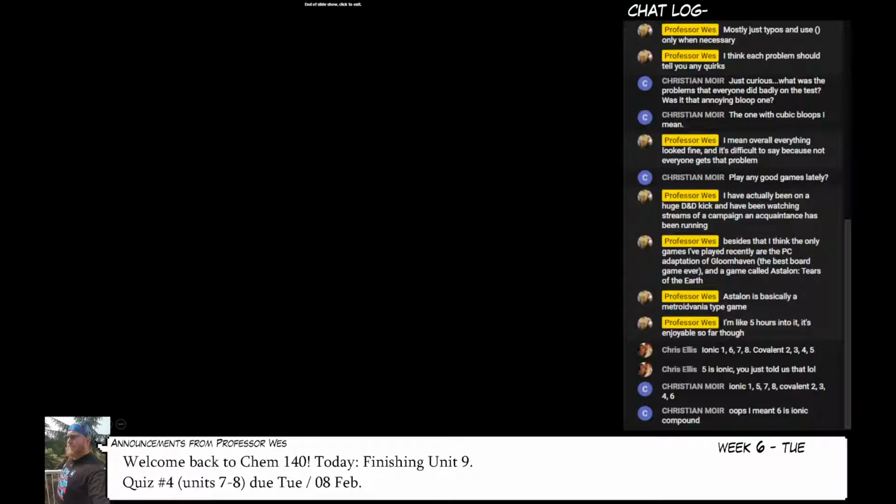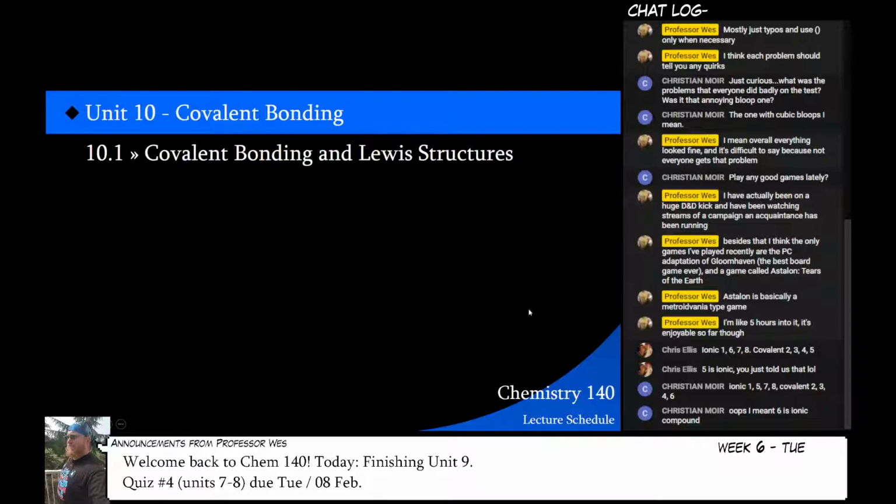All right, screen will go black for just a second while I load in the slides for Unit 10. So give me just a second here. Oops, what did I just do? Oh, I've broken everything. There we go. All right, it's on the screen now.